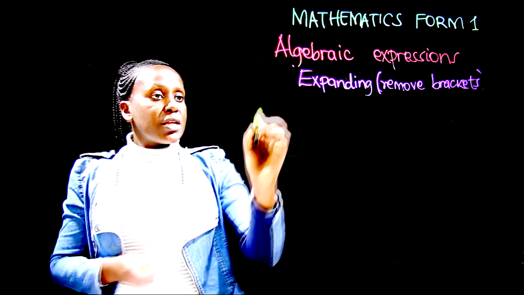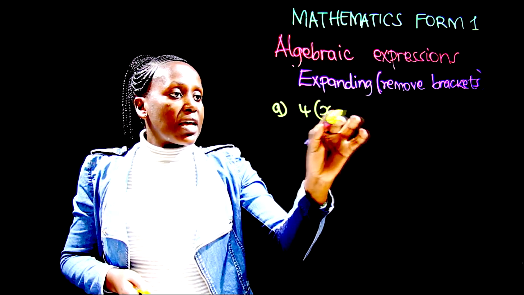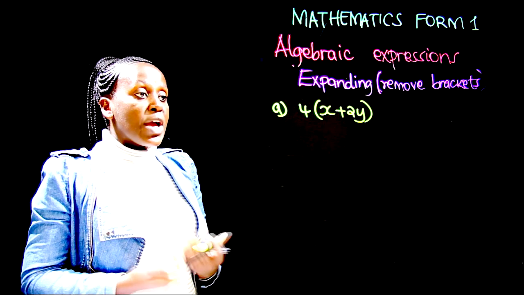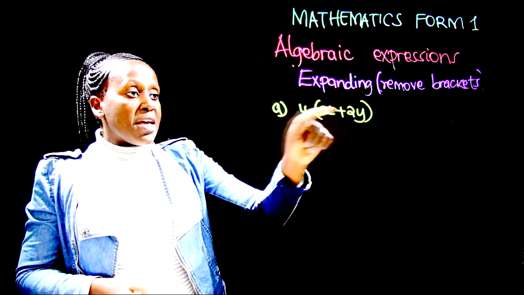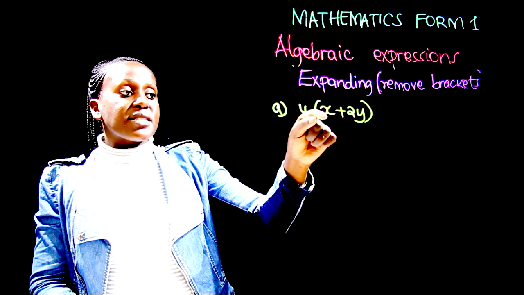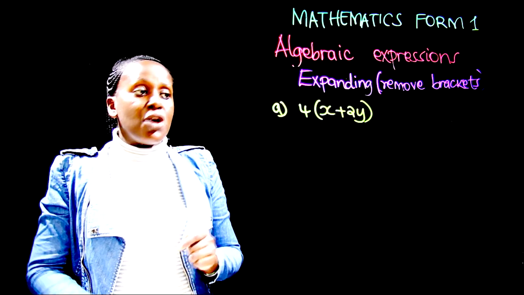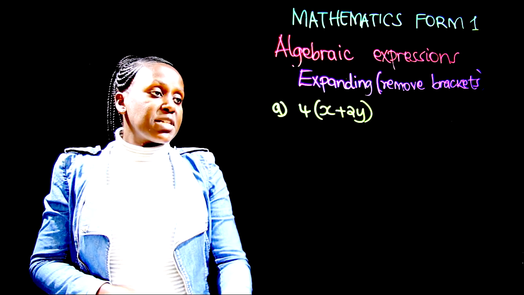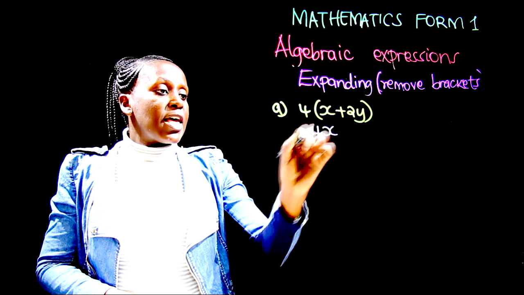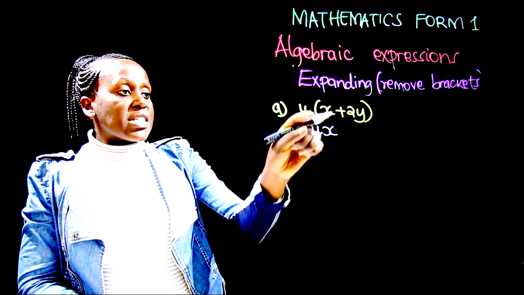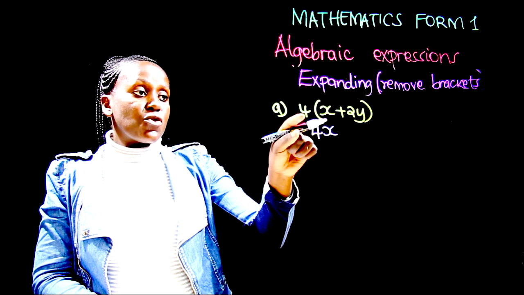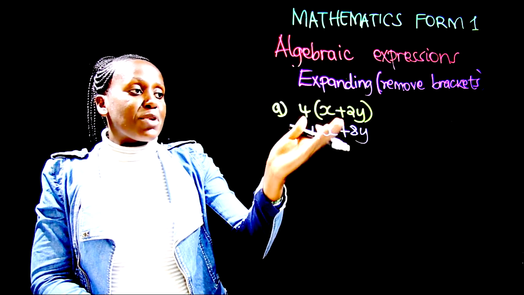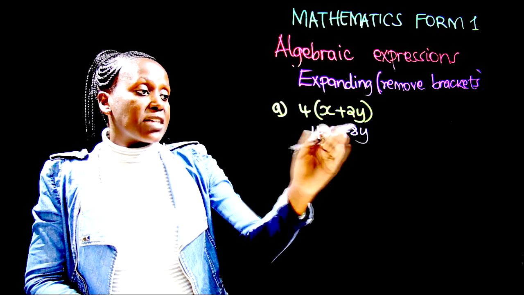So we're going to start with an example. In this example, we have 4 into brackets x plus 2y. Like you can see in this question, we have brackets, and what we need to do is to remove the brackets. Now, if the brackets are here, then it means that 4 is being multiplied by x, and 4 is also being multiplied by 2y. So we are going to multiply 4 by both of these terms, each at a time. So 4 times x is going to be equal to 4x, then 4 times 2y. Since this is a number, it's going to be multiplied with the number. So 4 times 2 is 8, and then we have y. So now 4 into brackets x plus 2y, removing the brackets, we obtain 4x plus 8y.